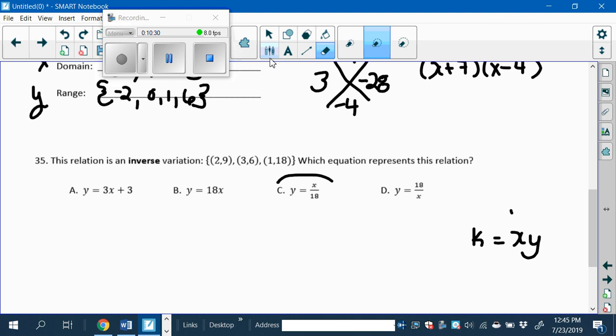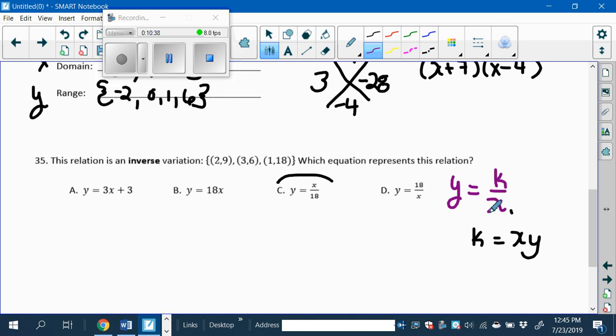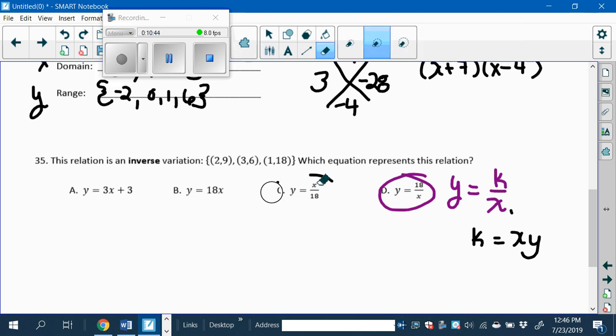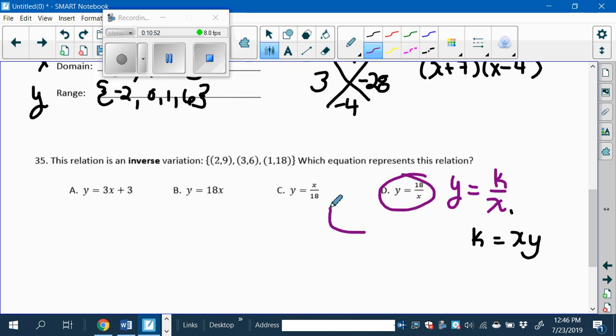So y is equal to k over x. Yeah, because k is equal to x times y. So this is the answer right there. I apologize, guys. So anytime x is on the denominator. And you could also check it out too by the way you graphed it. It should look something like this. It's really funky. Like that.